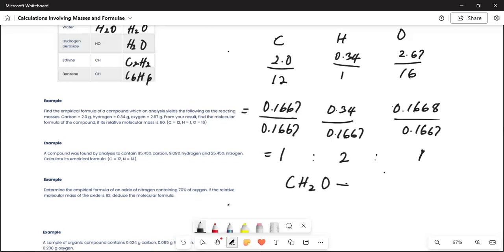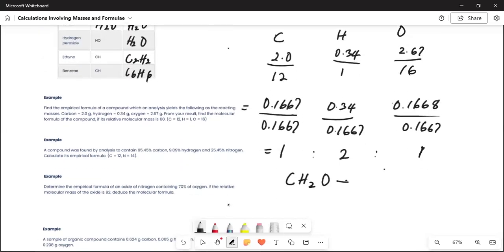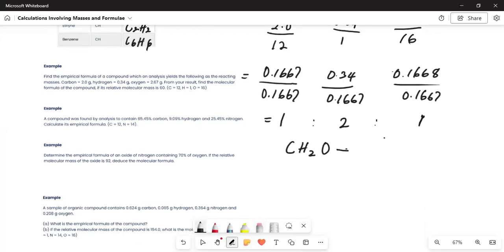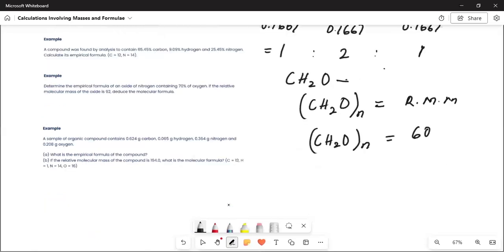We say that where the empirical formula is known, the relative molecular formula is usually a simple multiple of the empirical formula, so that this empirical formula CH2O times n, where n is the number of atoms, is equal to the relative molecular mass, which is 60. So (CH2O) times n equals 60. Now, expressing each of these components in terms of their relative atomic mass.